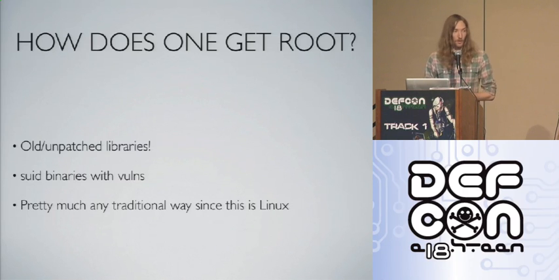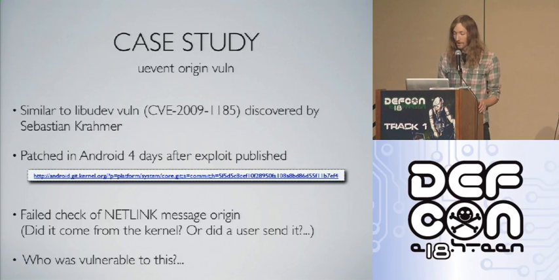Also, you can take a look at older unpatched libraries and binaries that are shipping on the system. I know one of the first Android vulnerabilities that were found were back when it was still just an SDK, before there was any hardware. It was in some of the imaging libraries, an overflow that Alfredo Ortega on the core team found. But pretty much a lot of the ways that we've been looking for vulnerabilities on Linux apply to Android since it's running on Linux. So let's take a look at this specific case study.